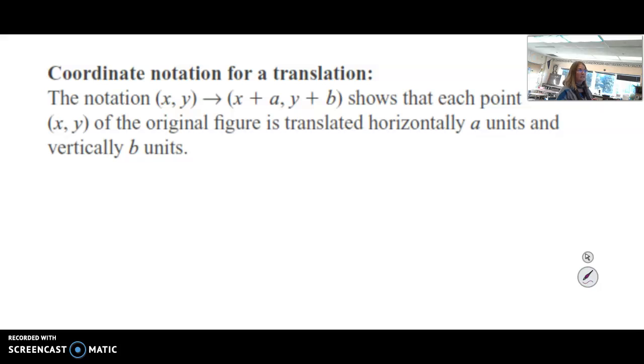Coordinate notation for a translation looks like this. If you have a point on the pre-image and you want to translate it A units to the right and B units up, assuming A and B are positive, that's what this translation would do. If A and B are negative, it would go left and down. What it's saying is the original figure is translated horizontally A units and vertically B units.